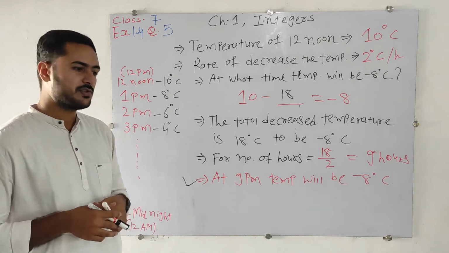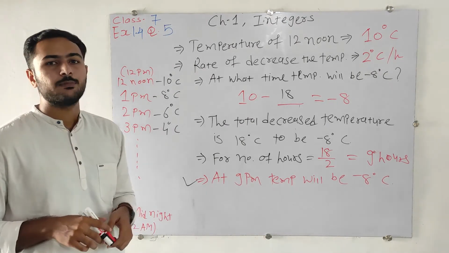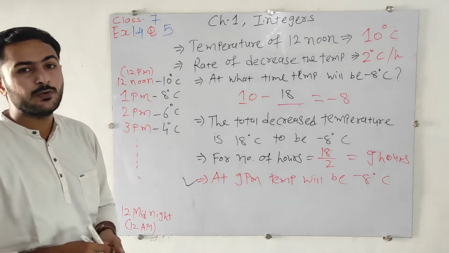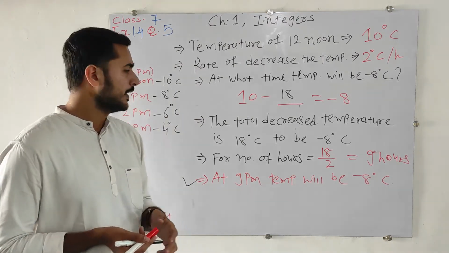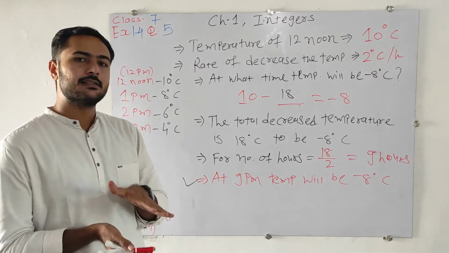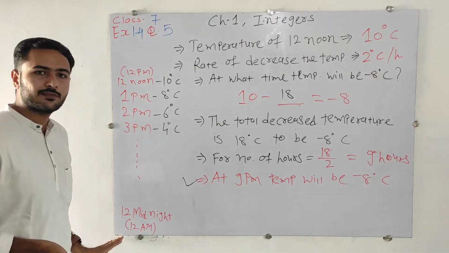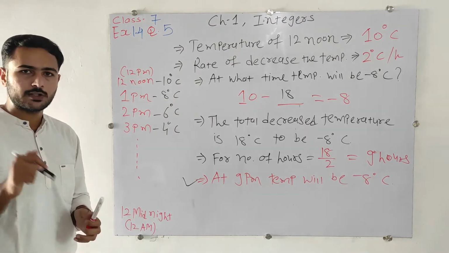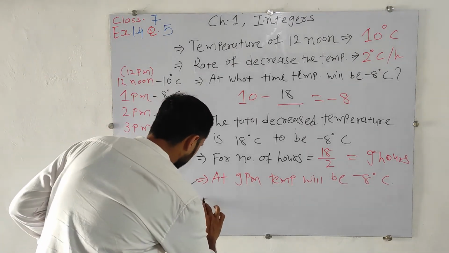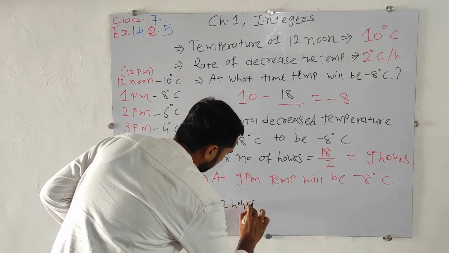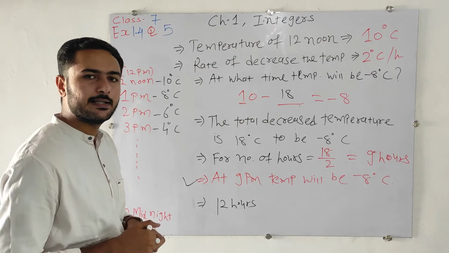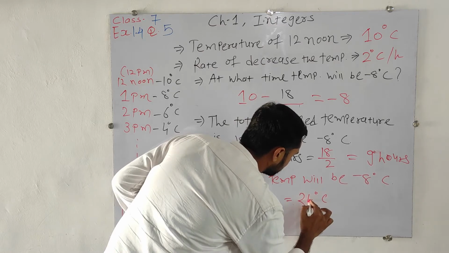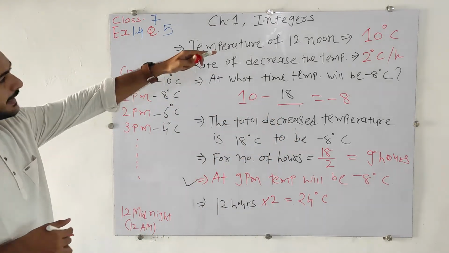Now the answer for the second question, that is, we have to find the temperature at 12 midnight. So again, we need to do the same process. First of all, we will find the total temperature that is decreased till 12 midnight. For that, we can find the total hours. How many hours are there from 12 noon to 12 midnight? That is a total of 12 hours. Now, for each and every hour it decreases by 2 degrees Celsius. So I will just multiply. So that is 24 degrees Celsius the temperature will drop from 10 degrees Celsius.